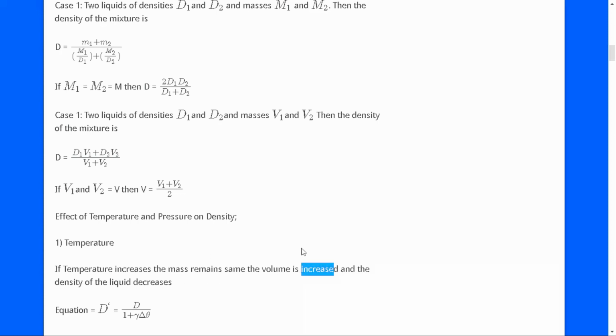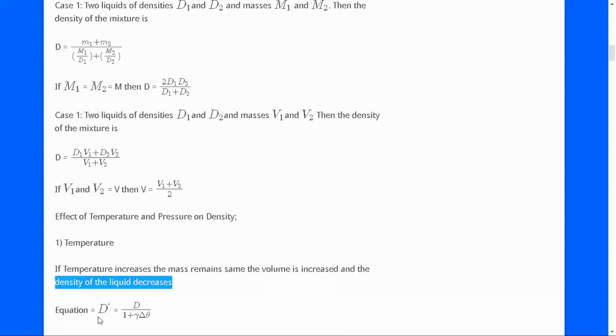And volume is directly proportional to temperature. So density is also inversely proportional to temperature. So we can conclude that if the temperature increases, the mass remains the same. It does not have an effect on mass. Then volume will increase and density decreases.